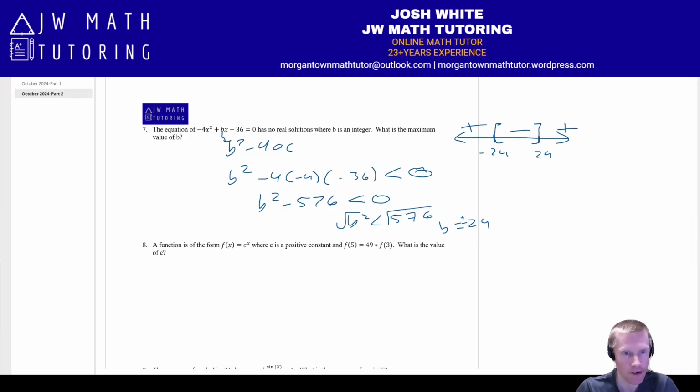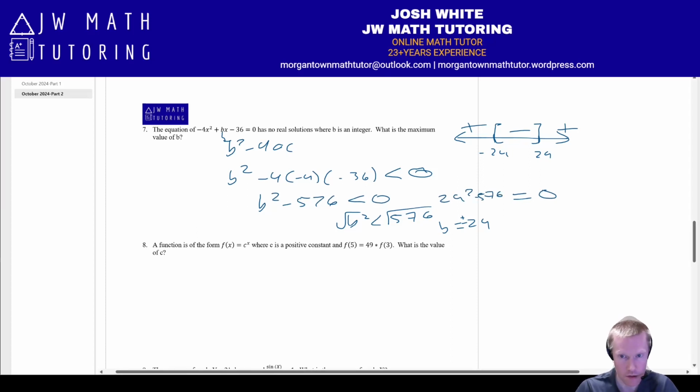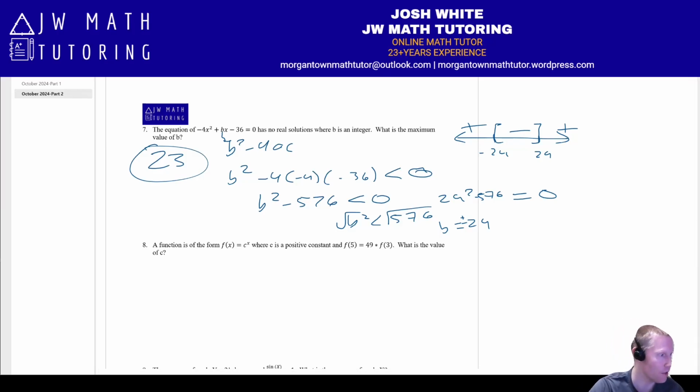So what is the maximum value of B? Notice, it is not going to be 24 because if it was 24, then it would be exactly equal to 0. And that would mean that there is one real solution. But we don't want it equal, we want it less than. Therefore, the maximum value will be 23. Okay, so the correct answer for this is going to be 23.